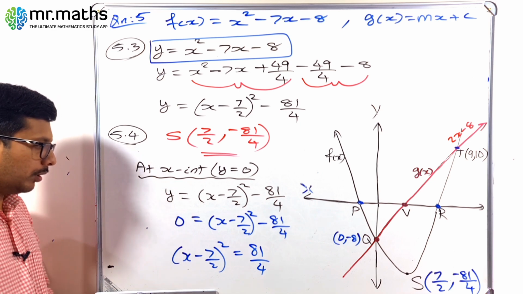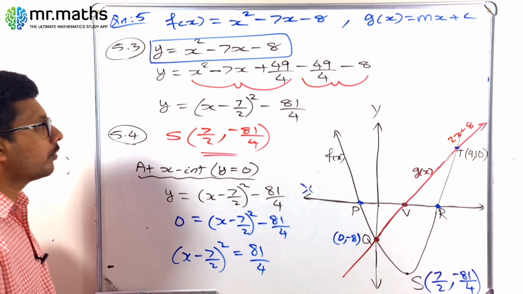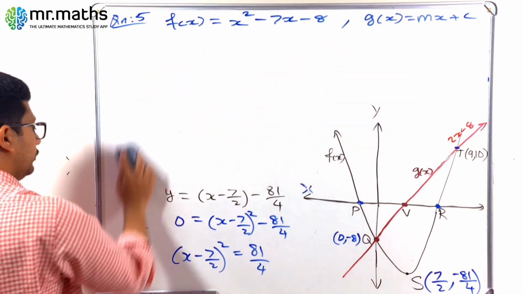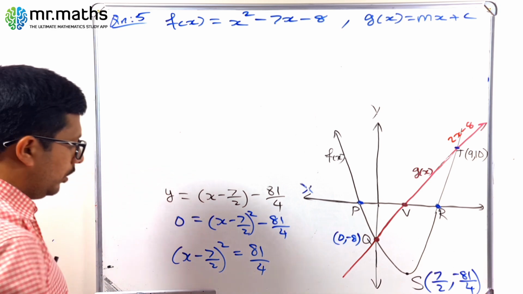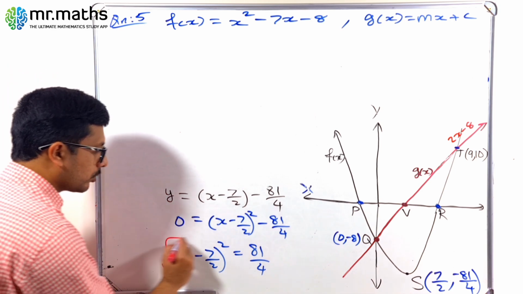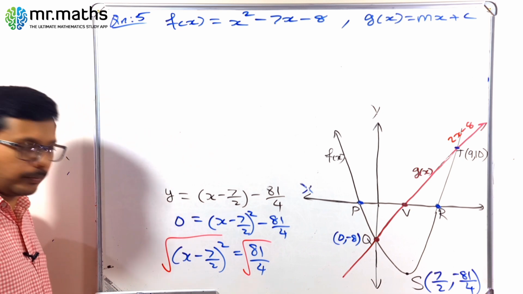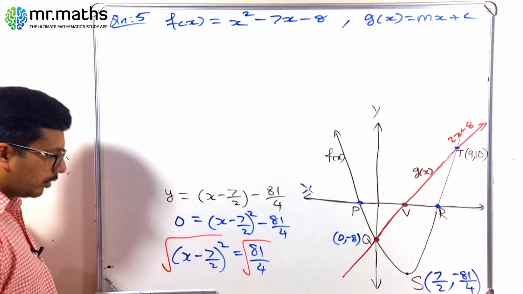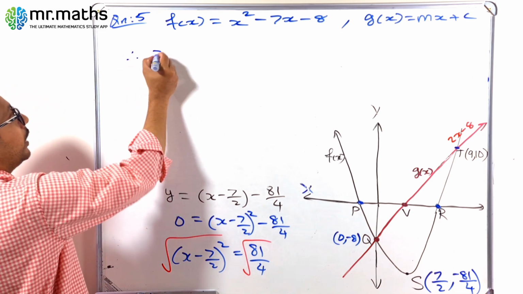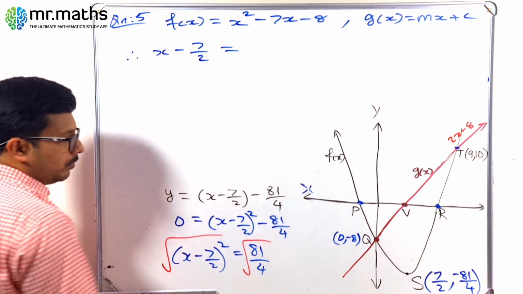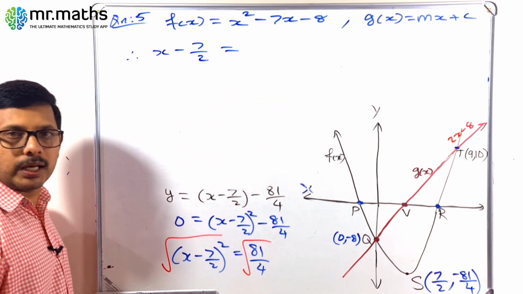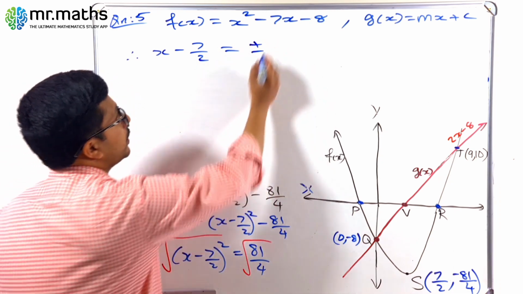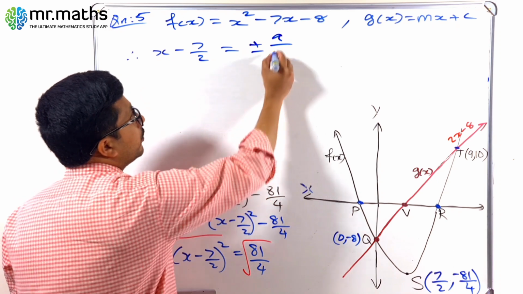Okay, now we have to find the value of this x, or values of x. So what do you have to do for that? For that I'm going to take the square root on both sides. The square root of (x minus 7 over 2) the whole squared is x minus 7 over 2. So x minus 7 over 2 is equal to the square root of 81 over 4. You have to write both the answers, plus or minus. So plus or minus, the square root of 81 is 9, over the square root of 4, which is 2.